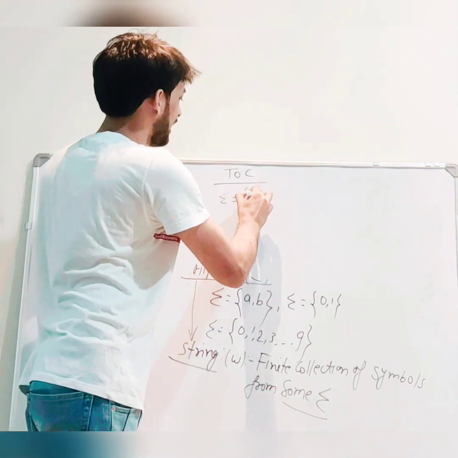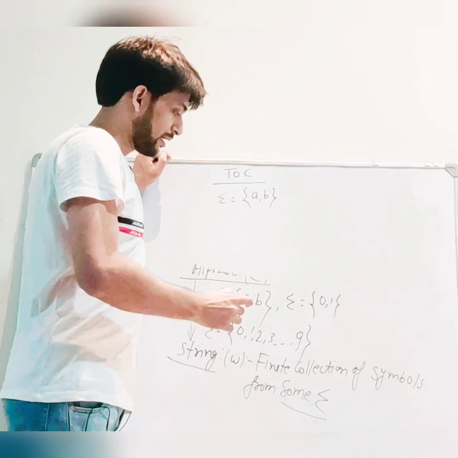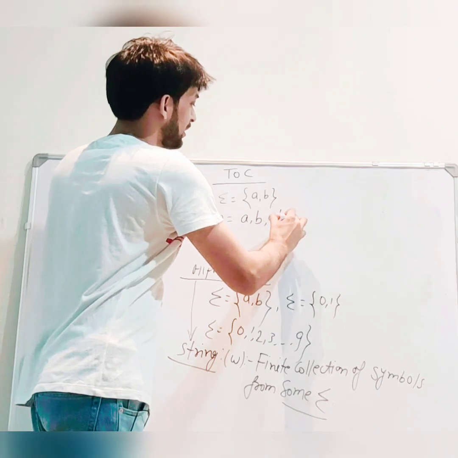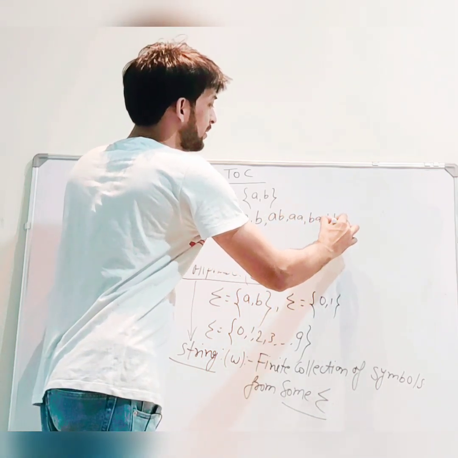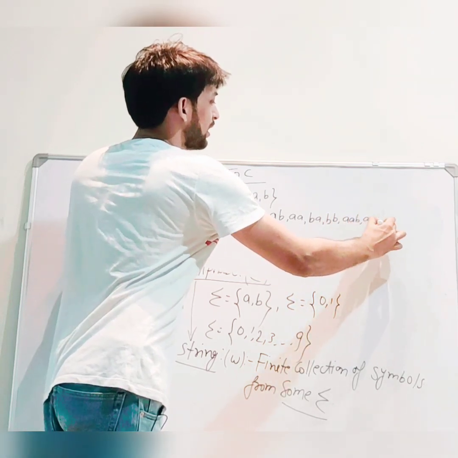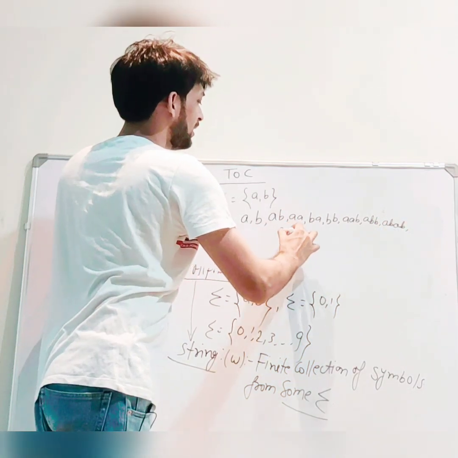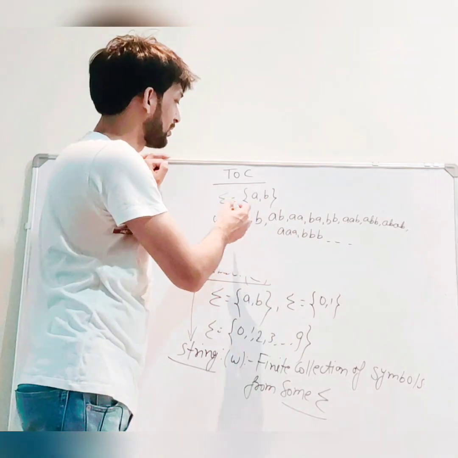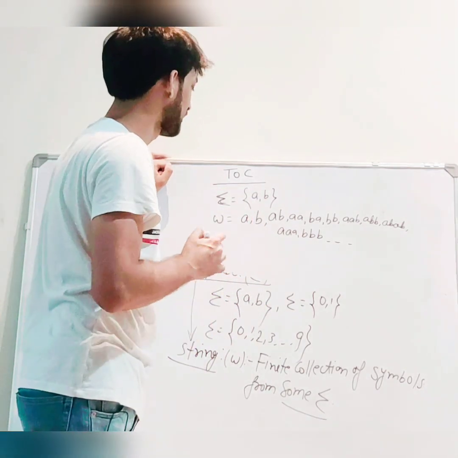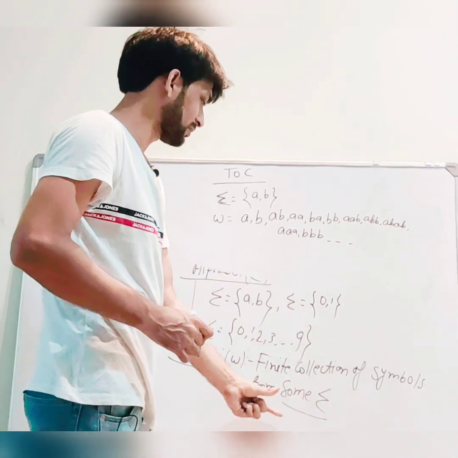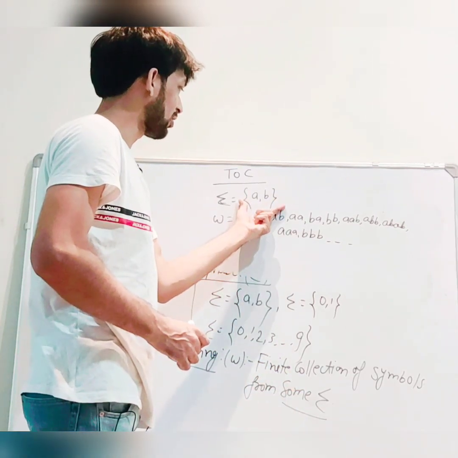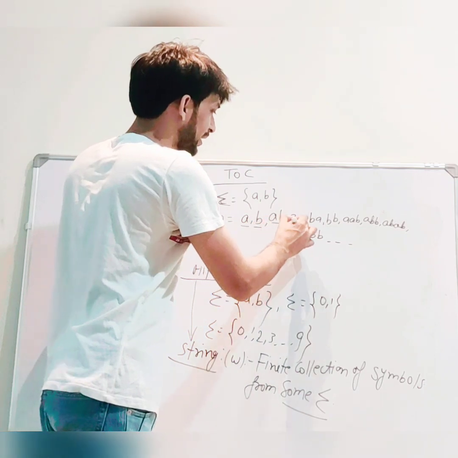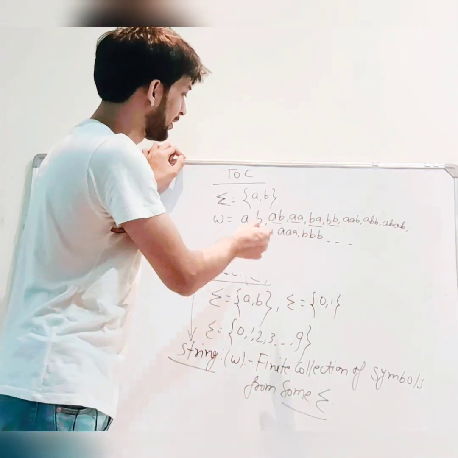Let's say the alphabet is A comma B. Then the strings are A, B, AB, AA, BA, BB, AAB, ABB, AAA, BBB, something like that. Anything that is a combination of A and B, because it is over this alphabet. So see the definition: a finite collection of symbols from some alphabet, and here the alphabet is A comma B. Each string is a collection of symbols, and each one is finite. This is the meaning of the definition.